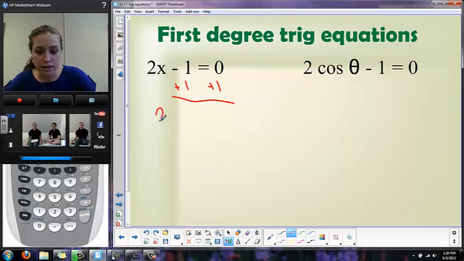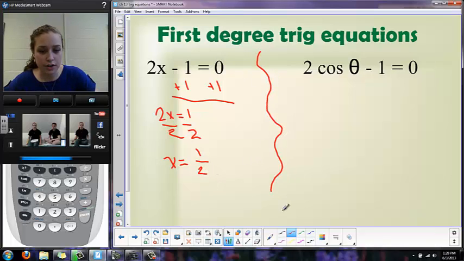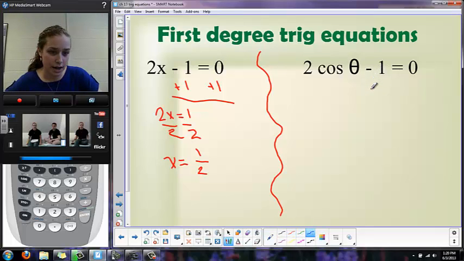and I would have 2x is equal to 1, and I would divide by 2 on both sides, and x is equal to 1/2. Okay? Now let's see how that would work with a trig equation over here on the other side. This time, same exact thing. Let's add 1 to both sides. We have 2 cosine theta minus 1 is equal to 0, so we're adding 1. 2 cosine theta is equal to 1.